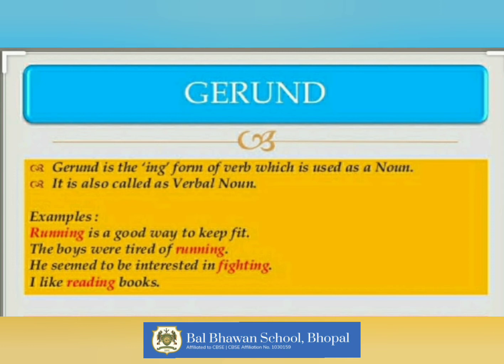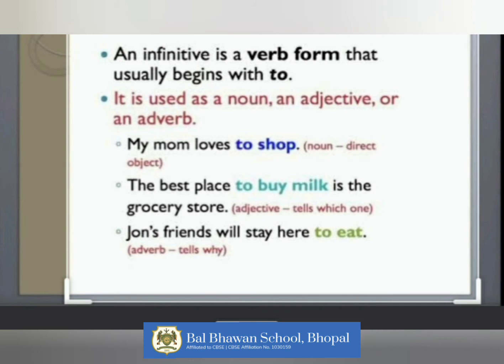The second form of non-finite verb is infinitives. An infinitive is a non-finite verb in its base form and is usually preceded by the word to. Infinitives function as nouns in a sentence, acting as subject, object, or complements.